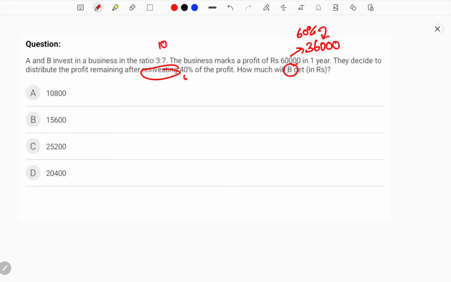3:7, which means total 10 parts. So your 10 parts will be 36,000. So you need to find B. B means 7 parts. What will be the 7 parts? So here 1 part will be 3,600. So 7 parts means 3,600 into 7.